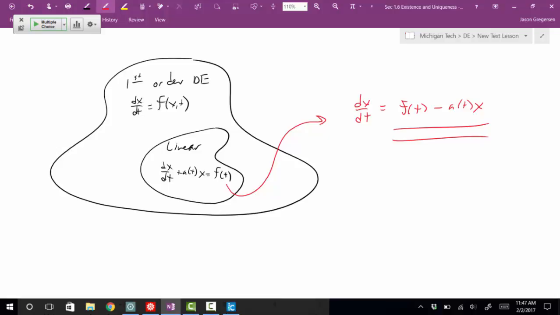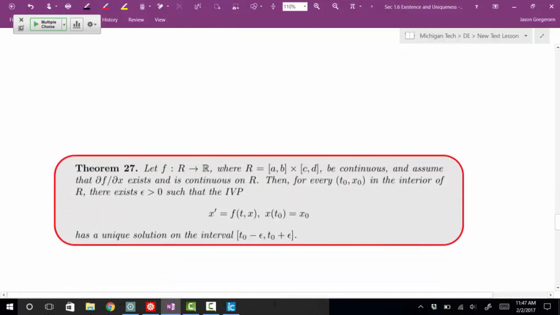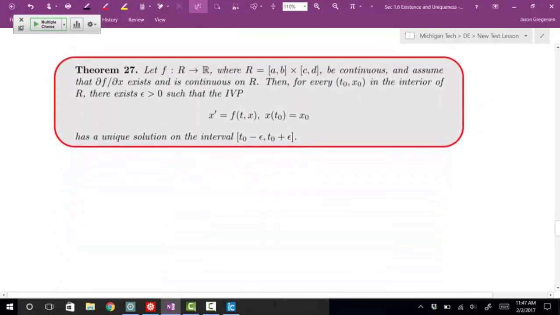So that's true. Well, how come in this linear case I don't have to check the partial? What would the partial of that right-hand side be in this linear case? What is the partial with respect to x of that right-hand side? Just a of t. So if a of t is continuous, the partial will always be continuous. That's why I don't have to do a second step when I know it's linear. So it's just one less thing I have to do when I recognize the linearity. This is the fancy theorem from the book.